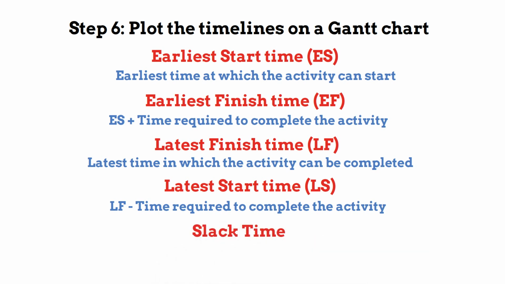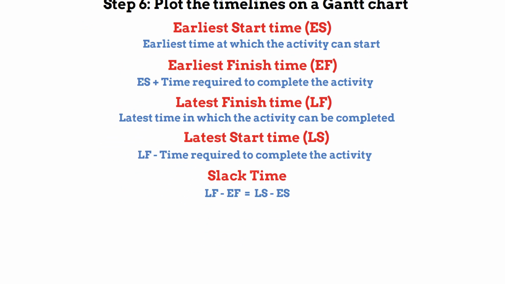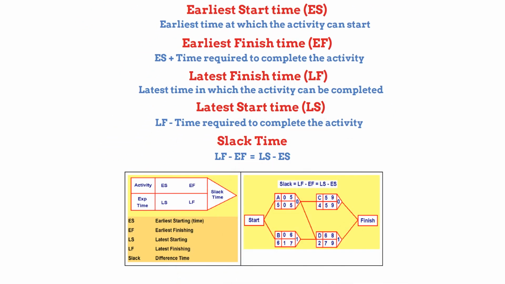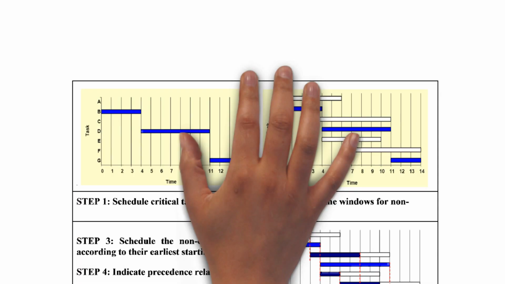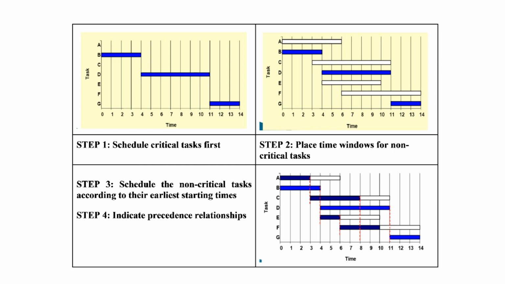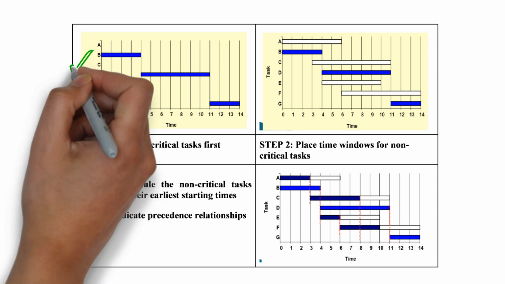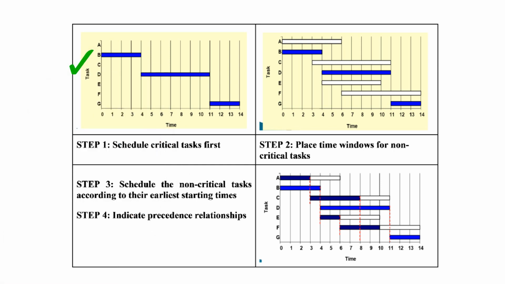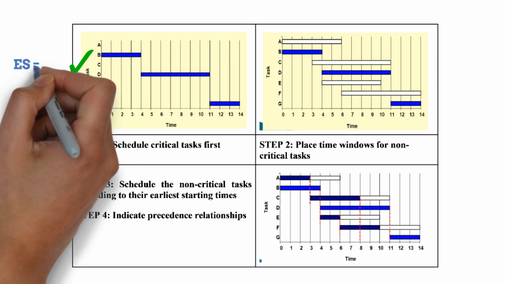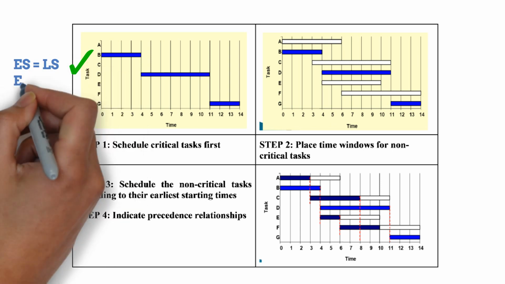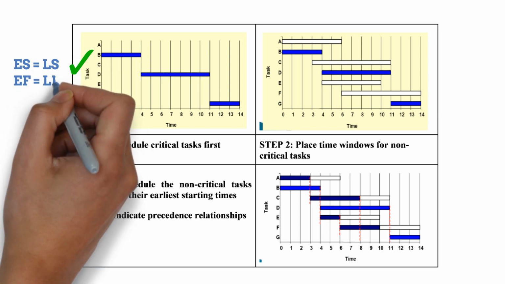The slack time is equal to LF minus EF is equal to LS minus ES. This figure is a bullet diagram for each activity showing different times and is an example showing the way to represent the different times for each activity in a network diagram. Following are the steps for constructing the Gantt chart. 1. Schedule critical tasks first. Critical tasks are those tasks for which there will be no slack time. That means the earliest start time will be equal to the latest start time, or the earliest finish time will be equal to the latest finish time.